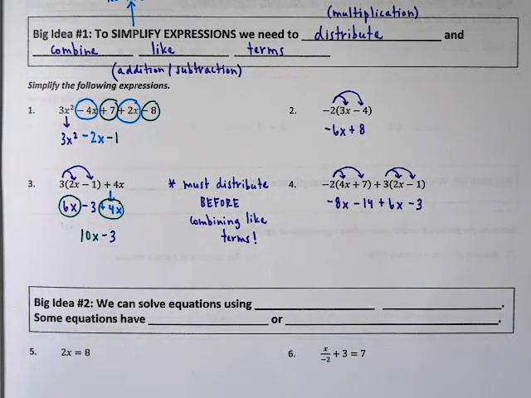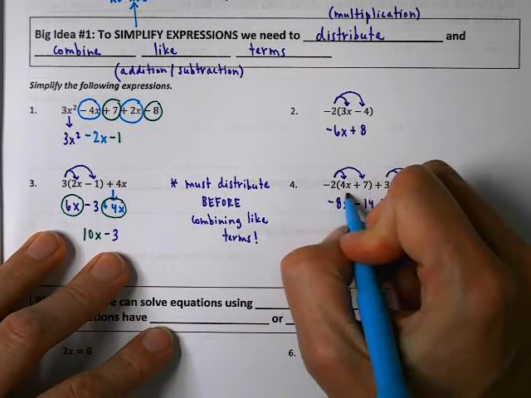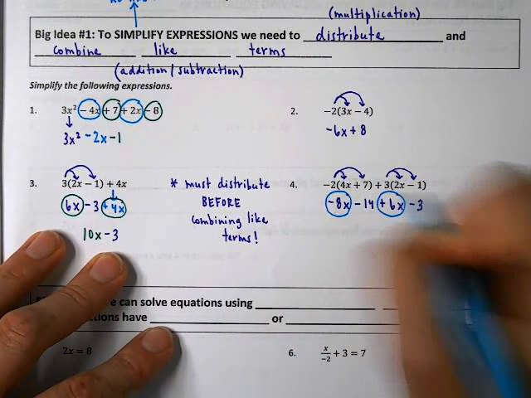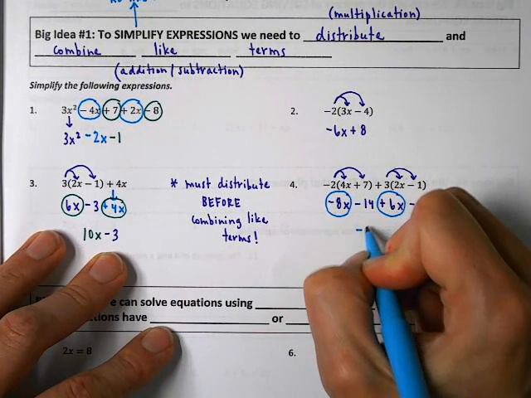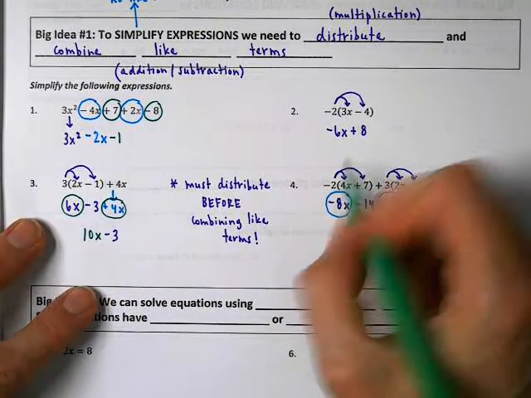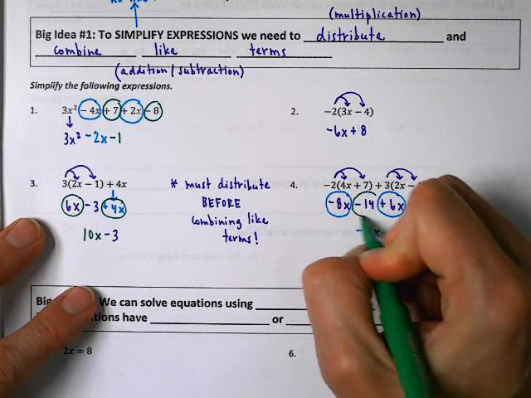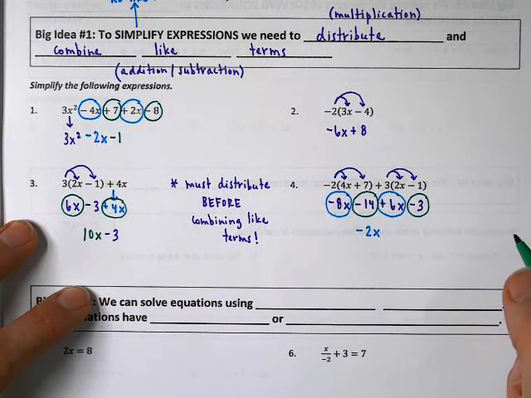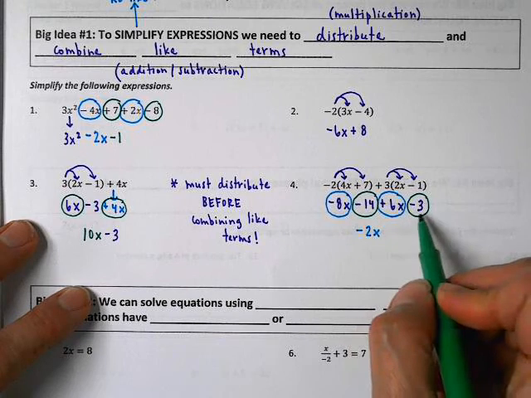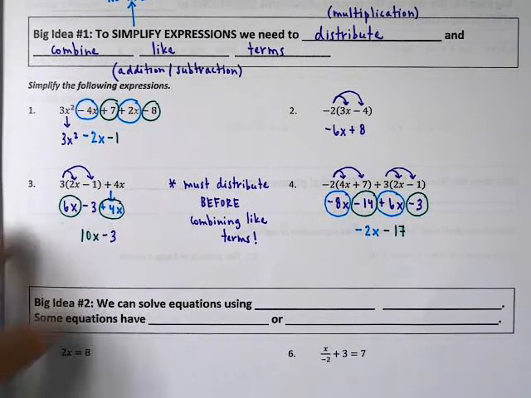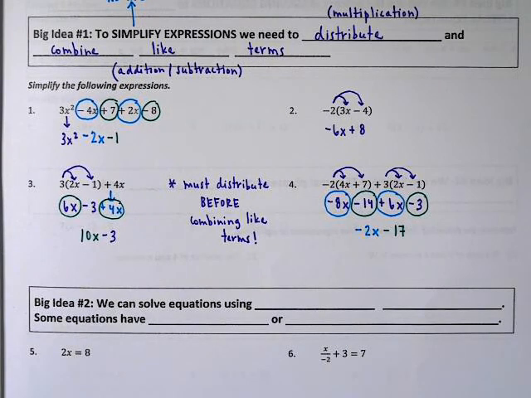Now that all of those parentheses are gone, I can combine my like terms. I have these terms with the x: a negative 8x plus 6x. If I combine them, that gives me a negative 2x. Then I have some constants here. A negative 14 minus 13, or excuse me, negative 14 minus 3 is a minus 17. So that was our first big idea.